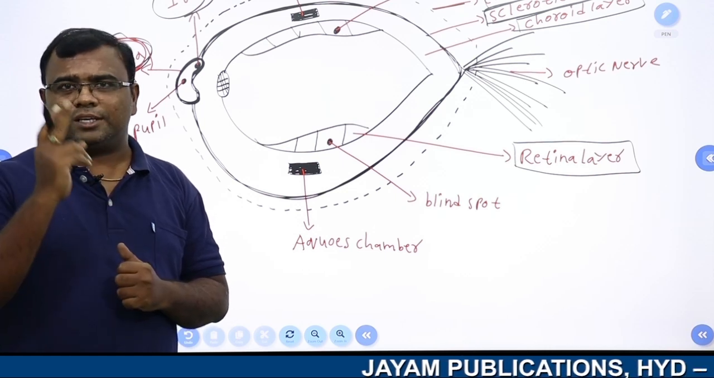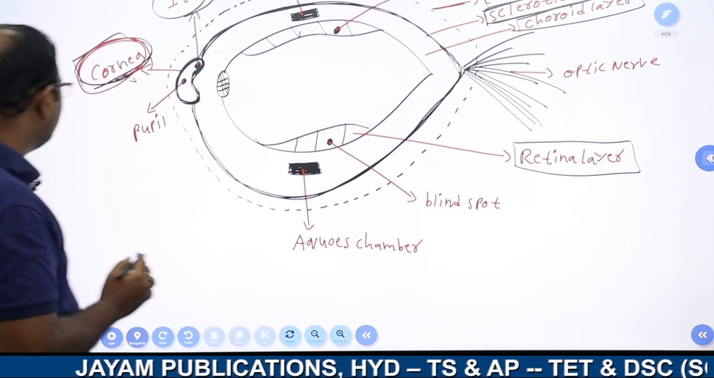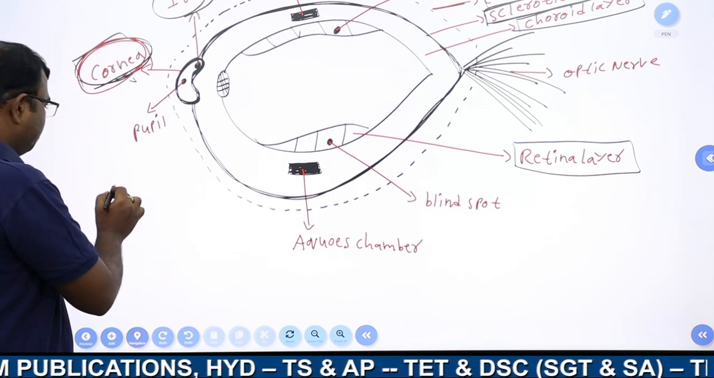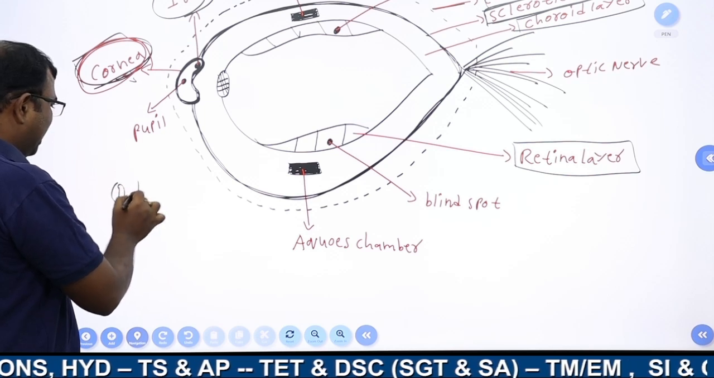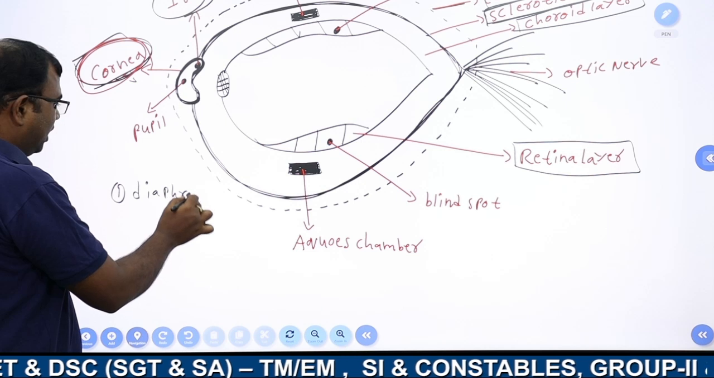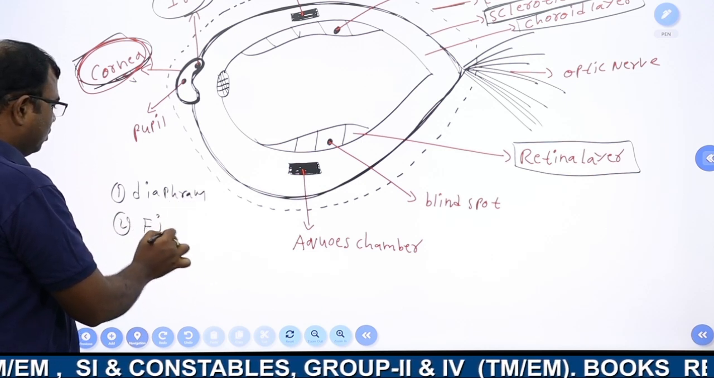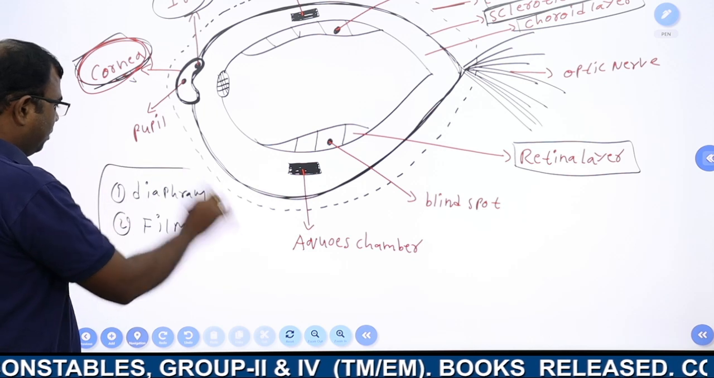The camera consists of 2 main parts. The first part is the diaphragm. The second part is the film.